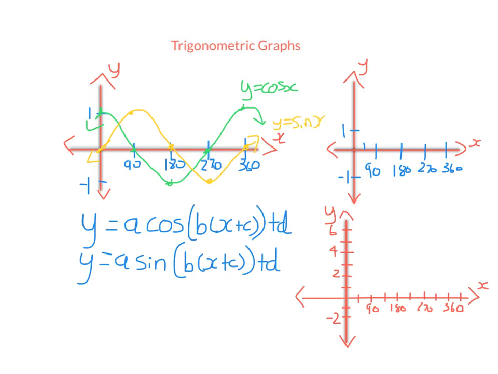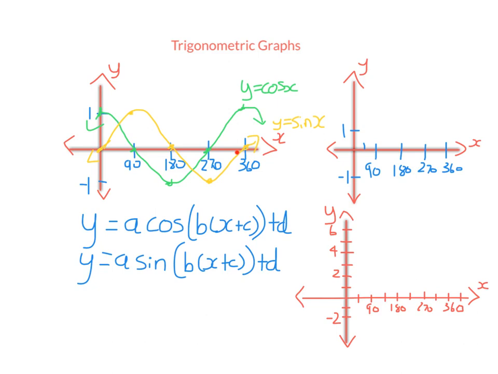So these are essentially the same graph. What I mean by that is I could shift the green graph 90 degrees across and it would be superimposed. It would lie on top of the yellow graph. Or I could take the yellow graph and shift it 90 degrees left. So a simple shift is the only difference between these two graphs.